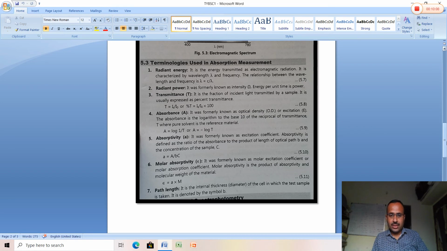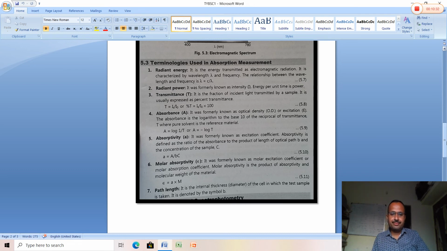Epsilon is nothing but the molar absorptivity. The symbol of molar absorptivity is epsilon. It is also known as the molar extinction coefficient or molar absorption coefficient. Molar absorptivity is the product of absorptivity and molecular weight of the material. So if we multiply the absorptivity by molecular weight, we get molar absorptivity. So epsilon is equal to small a into M.